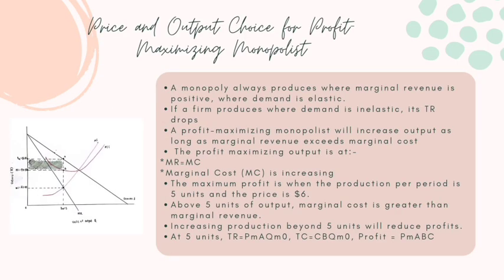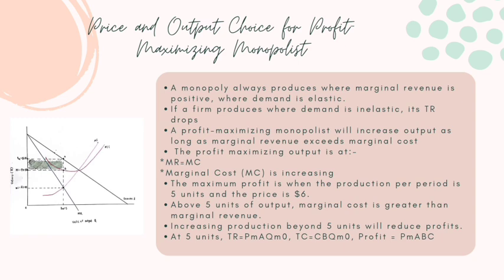Price and output choices for profit-maximizing monopolies. A monopoly always produces where marginal revenue is positive, where demand is elastic. If a firm produces where demand is inelastic, its total revenue drops. A profit-maximizing monopolist will increase output as long as marginal revenue exceeds marginal cost. The profit-maximizing output is at marginal revenue equal to marginal cost.